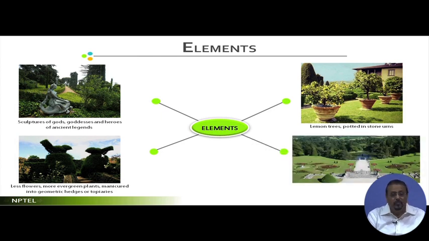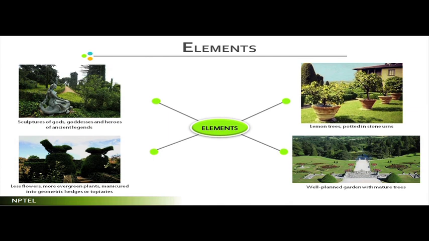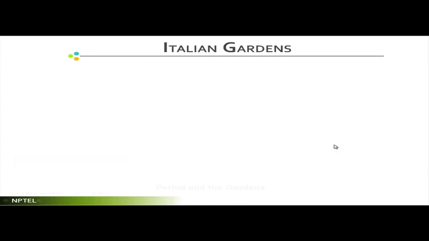And then is the well planned garden with mature trees at the end. This picture I have shown you once earlier. So basically, here I am trying to indicate the mature trees at the end, at the backdrop.